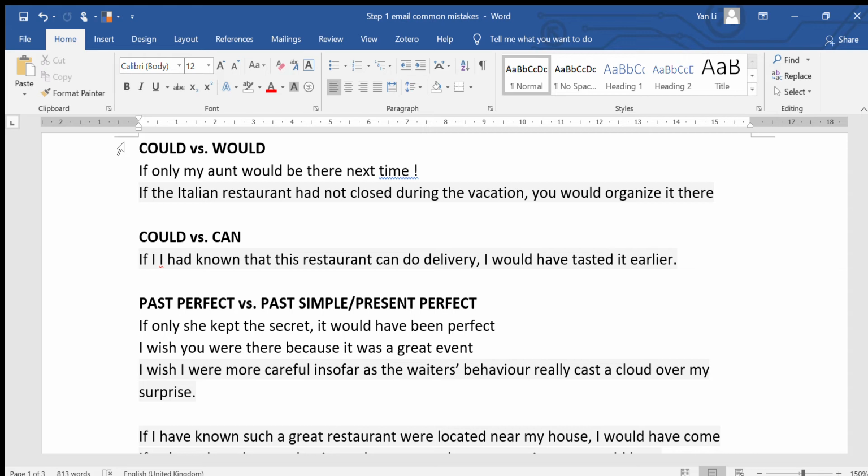Could versus would. Now, you use would sometimes when you should use could. For example, "if only my aunt would be there next time." So this sort of assumes that you know that your aunt is not going to be there, that she will never be there, that it's not a possibility. Whereas what you really need is could: "if only she were able to be there next time." So whenever we're thinking about ability, we need to use could.